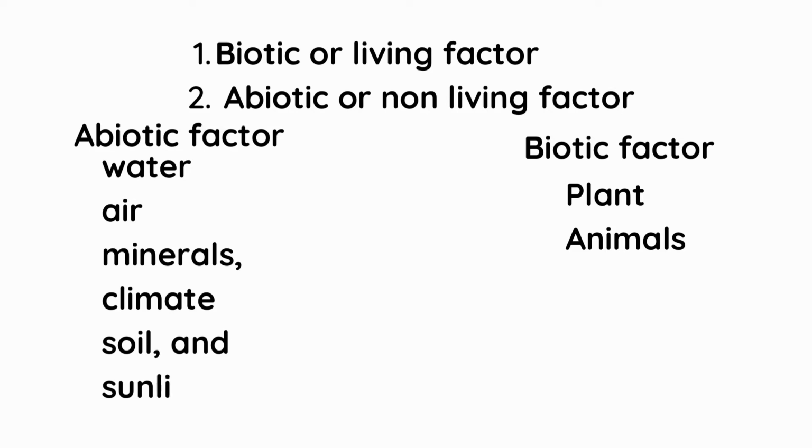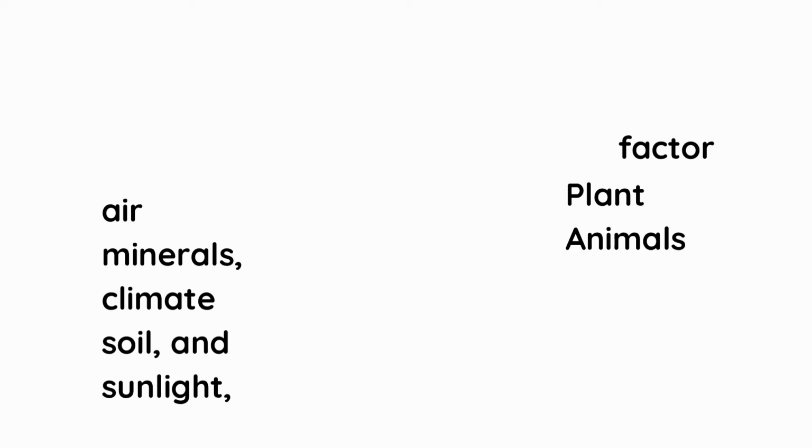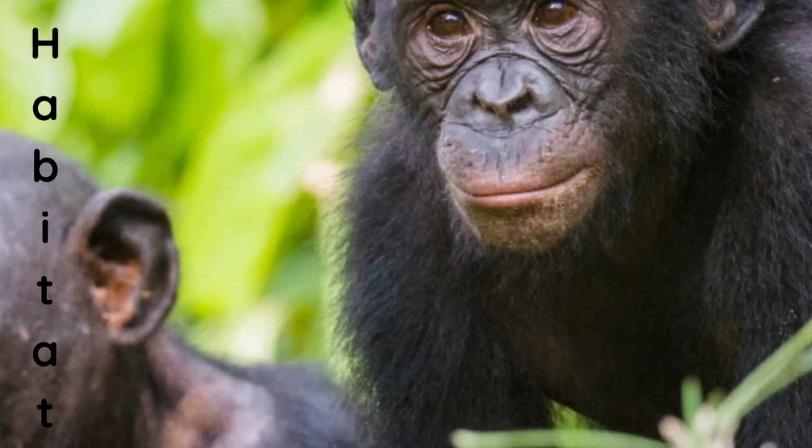Now, the biotic factor contains living things. The abiotic factor contains non-living things. Examples of the abiotic factor include water, air, minerals, climate, soil, and sunlight. While the biotic factor is mainly plants and animals. Why? Because they are living things, is it not?